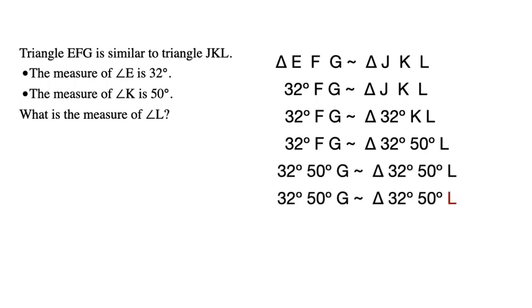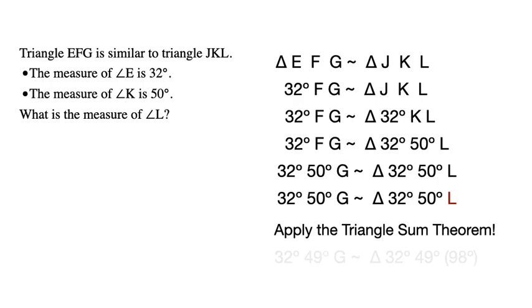I'm asked to find the measure of angle L, and I'm noticing in triangle JKL, I can apply the triangle sum theorem, that the sum of the three angles of any triangle equals 180 degrees. So with the calculator, I will subtract 180 minus 32 minus 50, and I will get 98. Therefore, the measure of angle L is 98 degrees.